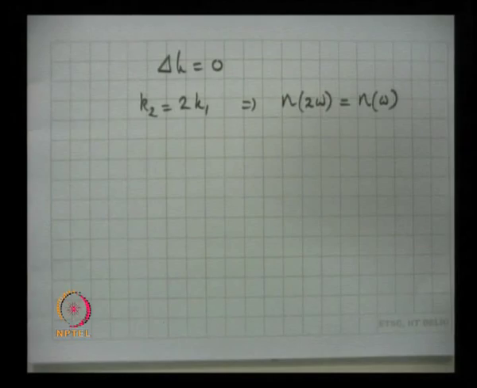The electromagnetic wave at frequency omega and the electromagnetic wave at frequency 2 omega must be propagating at the same velocity. Now, that is not possible normally, because all media are dispersive. So, when you change frequencies, the refractive index will change. So, n 2 omega is larger than n omega. So, how do I satisfy this condition?